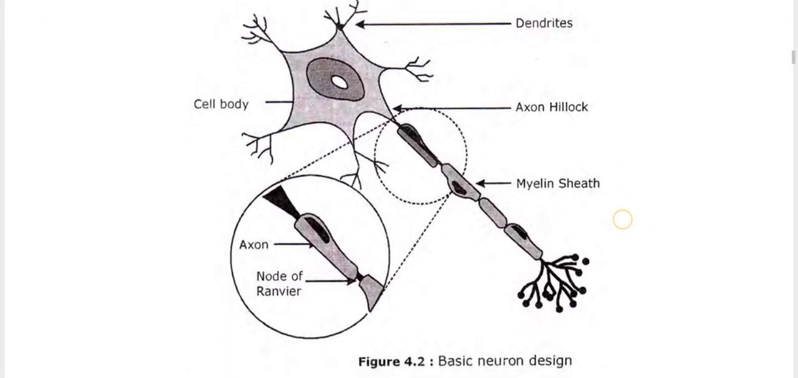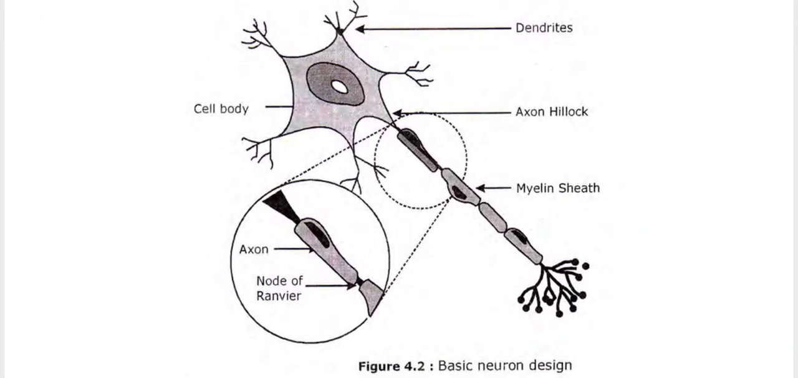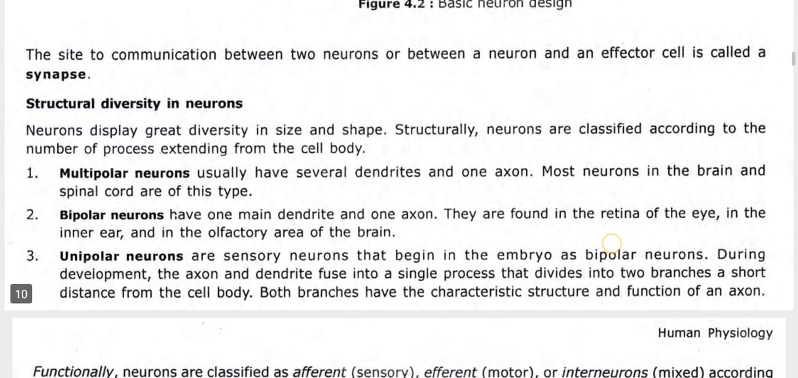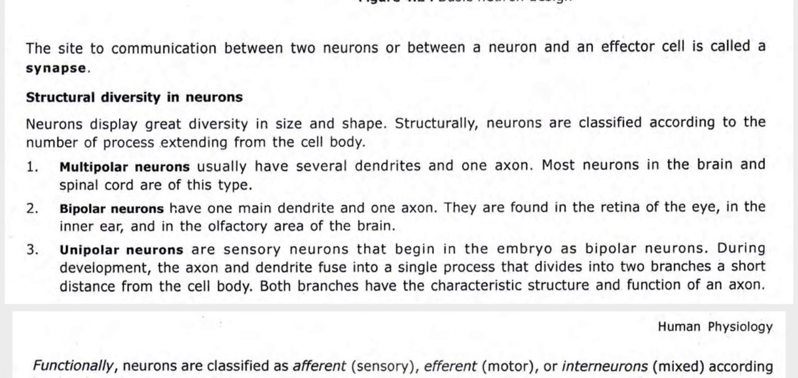Just look at this picture of a basic neuron design. You could see regions called dendrites, then cell body or perikaryon, axon hillock region along with myelin sheath. We could see axon region, node of Ranvier. I'm not sure about the pronunciation of this term, Ranvier. Okay. The site of communication between two neurons or between a neuron and an effector cell is called a synapse.